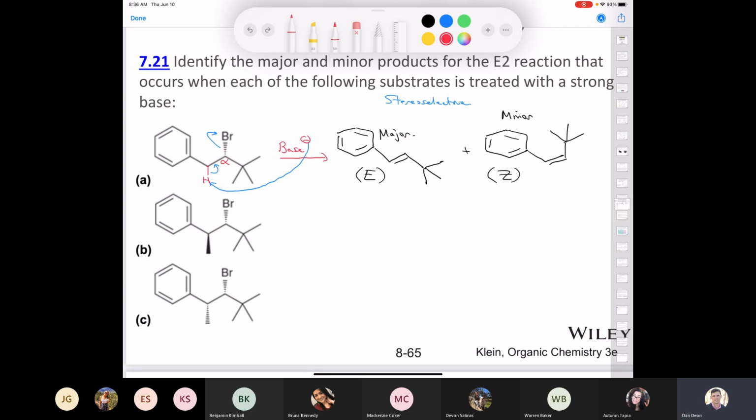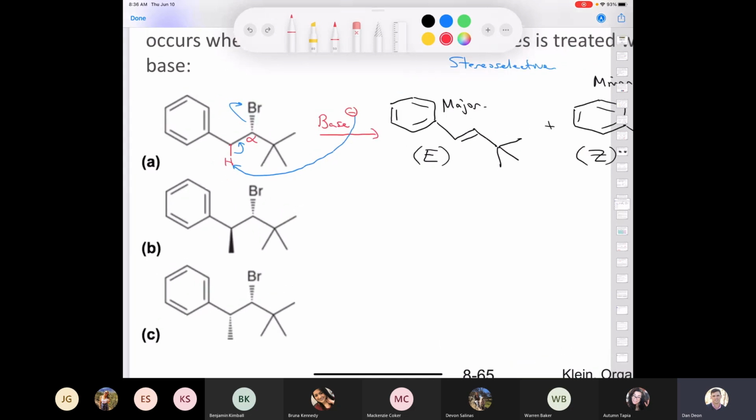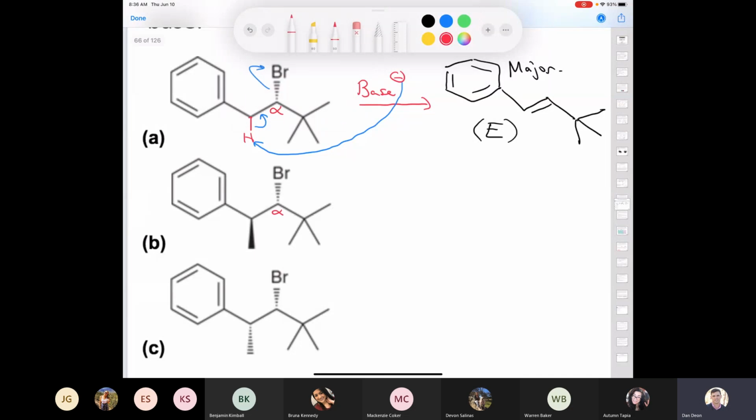Okay, well, let's take a look at B. And B is going to be a stereospecific reaction. How do I know? Because the alpha carbon is a stereocenter. This beta carbon, I don't have to think about it because there's no protons, but this beta carbon is a stereocenter too. If I have two stereocenters, then I have a stereospecific reaction. So let's draw in the proton. And you can see that the way that this is written, the bromine and the proton are not antiperiplanar, are they? They're not antiperiplanar at all.